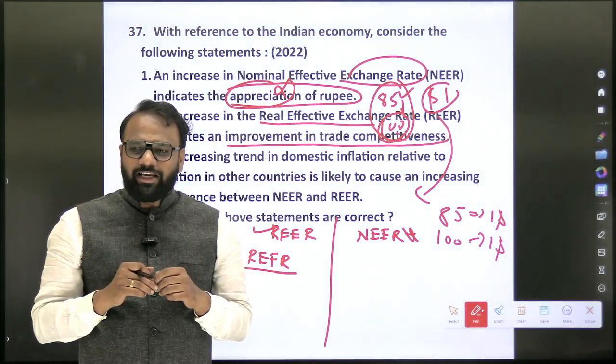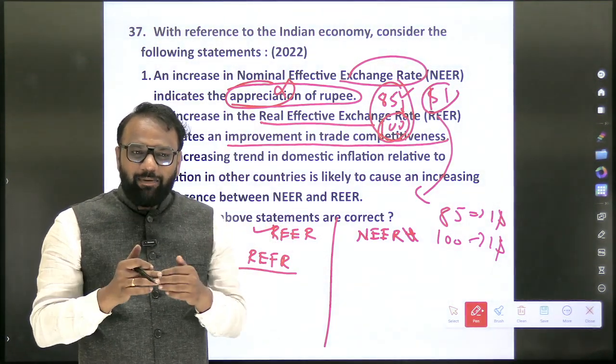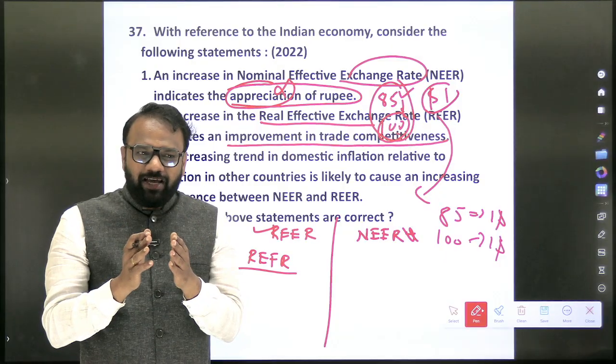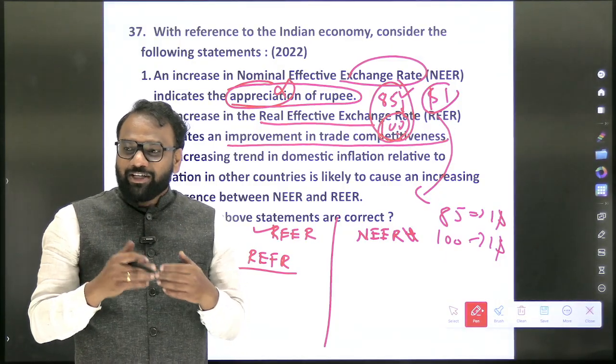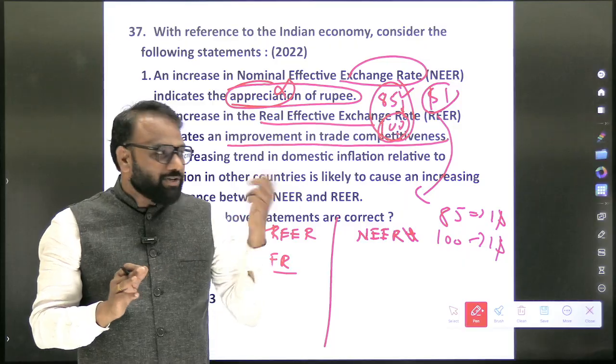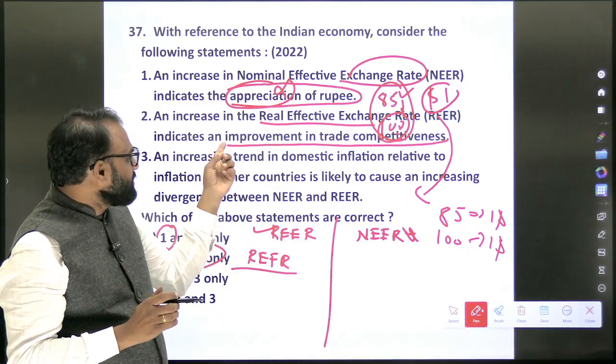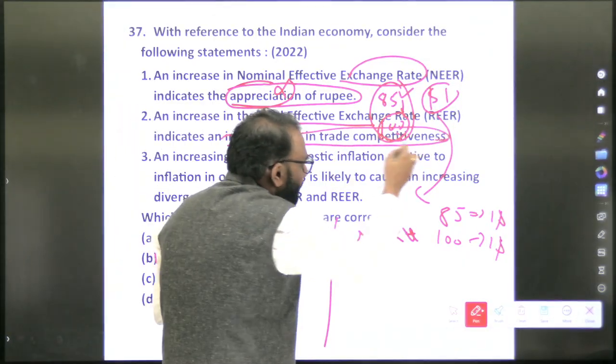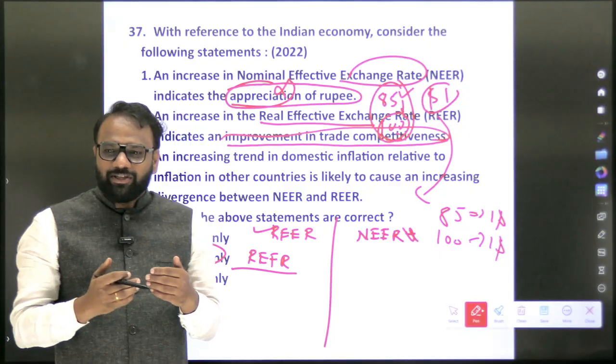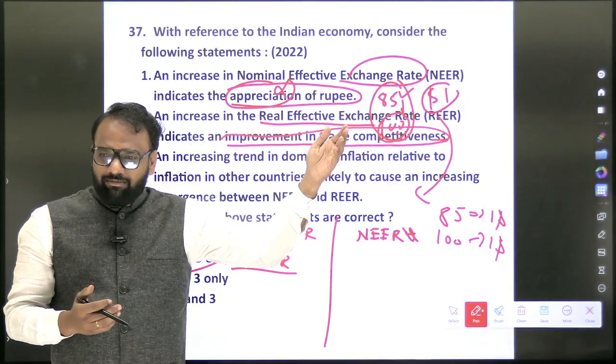Yes, there will be demand for Indian exports because Indian goods are cheaply available. For a lesser number of dollars, we are able to purchase more Indian goods. So Indian exports will increase, which will indicate improvement in trade competitiveness. More and more Indian goods will be in demand in the external market.